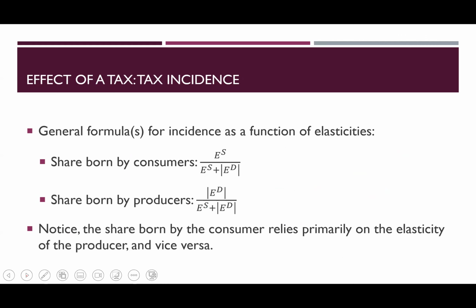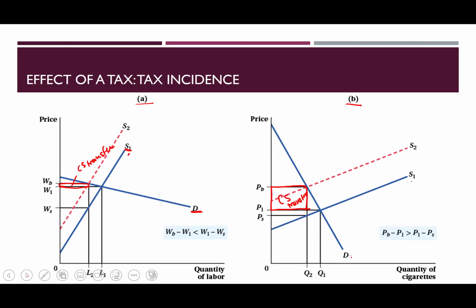We could actually calculate the share of the tax borne by consumers and producers by looking at their relative elasticities. Notice that in our graph, the share borne by consumers depends primarily on producers. How elastic is that producer responsiveness compared to consumers? Whereas for producers, that depends on consumers. How much more responsive are they compared to producers?